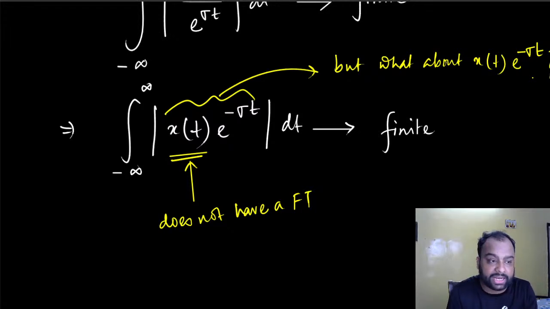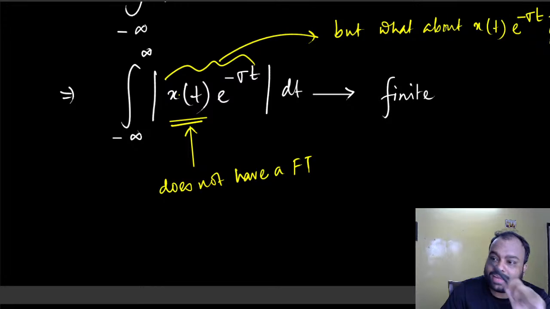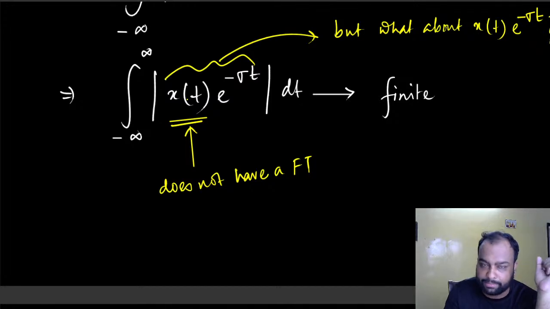Let's think about the Dirichlet condition. Let's go back. Try to understand. x(t) by itself does not satisfy the necessary condition, right? So x(t) cannot have a Fourier transform by itself. But what about x(t) into e to the power minus sigma t? Does it have a Fourier transform?